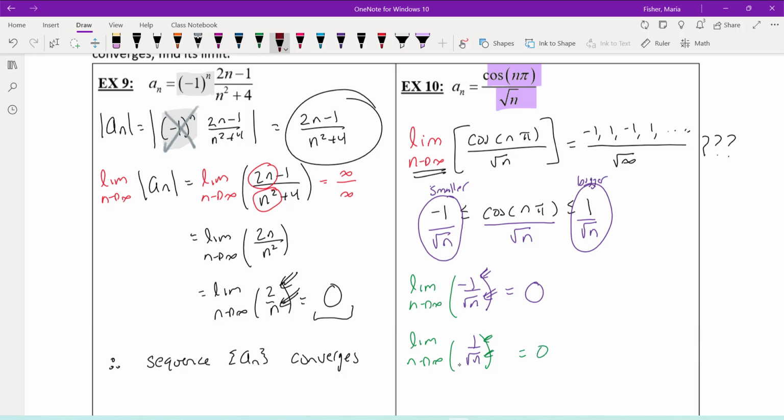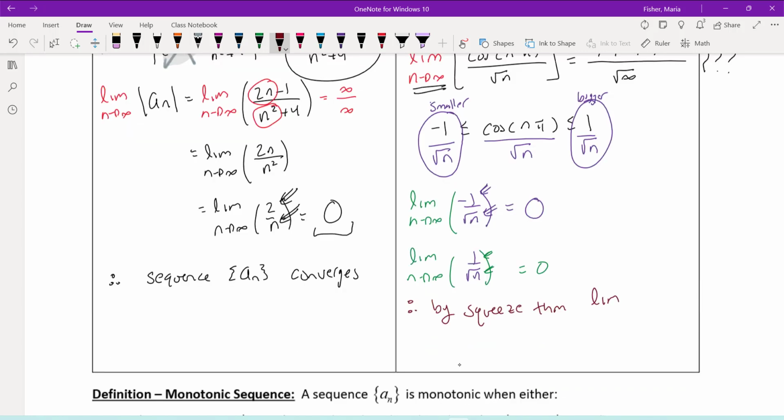Therefore, by the squeeze theorem, we know that the limit as n goes to infinity of the cosine of n pi all over the square root of n must also equal 0. And that means that our sequence converges.